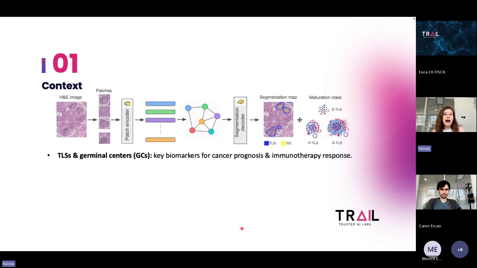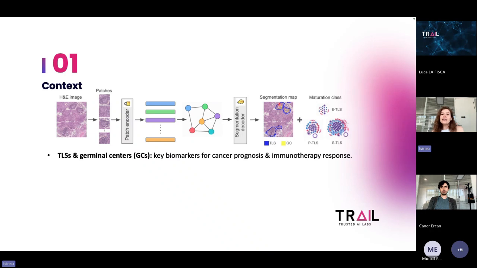So I hope by now I convinced you that this is an important problem in digital pathology and cancer research. However, it's not very trivial. TLS regions can be highly heterogeneous in their spatial distribution and cellular organization, ranging, as you can see on the slide, from early lymphocyte aggregates to fully developed secondary TLS with what's called germinal centers, indicated by yellow here, in their center.